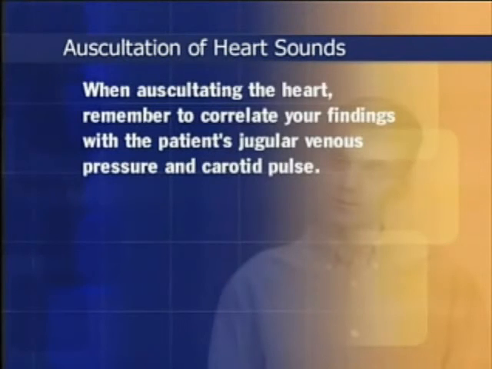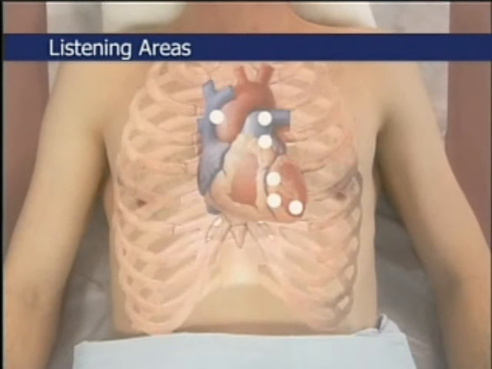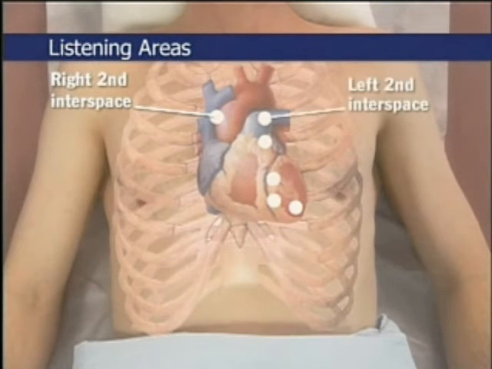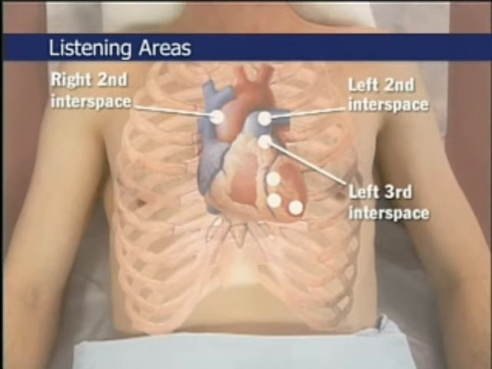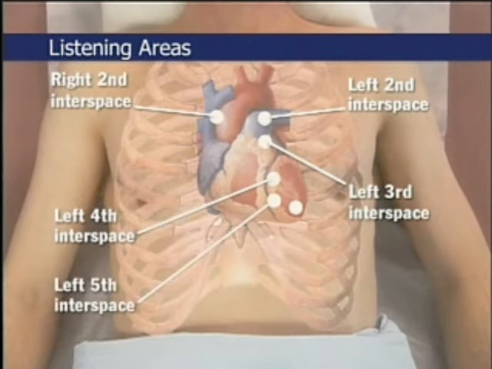When auscultating the heart, remember to correlate your findings with the patient's jugular venous pressure and carotid pulse. You will listen for S1 and S2 in each of the 6 listening areas. In the aortic area, in the right second interspace close to the sternum, and the pulmonic area in the left second interspace close to the sternum, in the left third interspace, in the tricuspid area in the left fourth and left fifth interspaces, and in the mitral area at the apex.